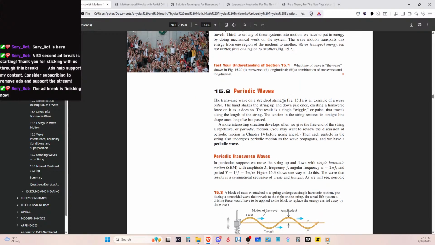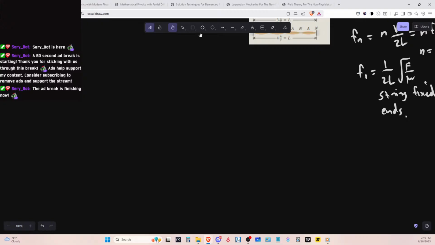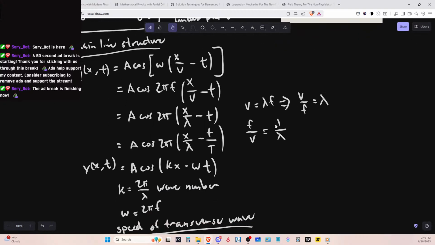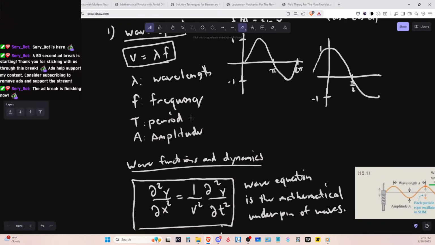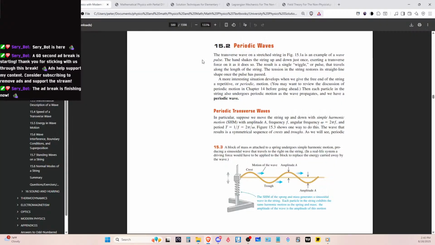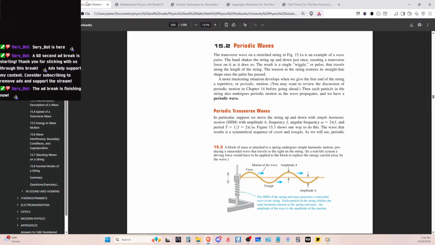15.2, periodic waves. Okay. So in this part, they basically said that the period is 1 over the frequency. So maybe we should add that. The period T is equal to 1 over the frequency, which is probably good to know. In turn it is equal to 2 pi over omega. Is that what it is? Yeah, 2 pi over omega. Okay.